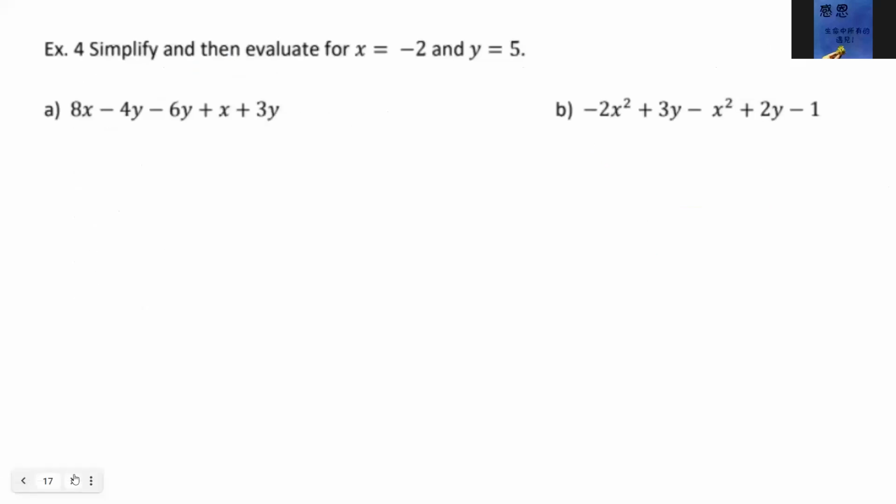These types of questions in your textbook will ask you to do two things. First, simplify the algebraic expression by combining your like terms, adding and subtracting them, and then evaluate, given that x is equal to negative 2 and y is equal to 5. Let me see if you know how to do this. Work on A. First simplify, then evaluate. That's what the question wants you to do.